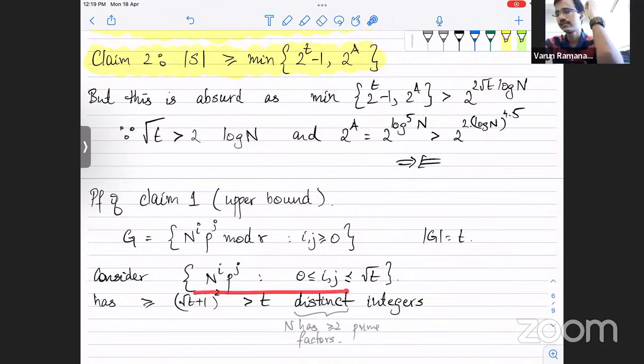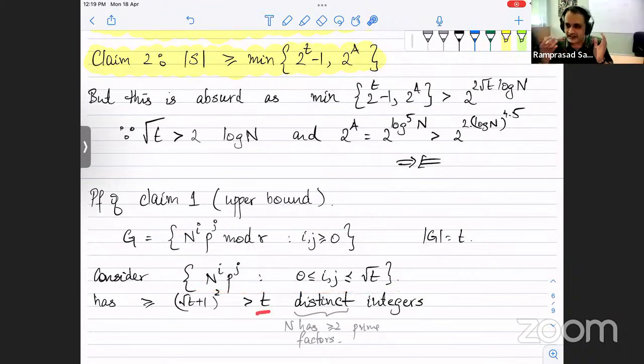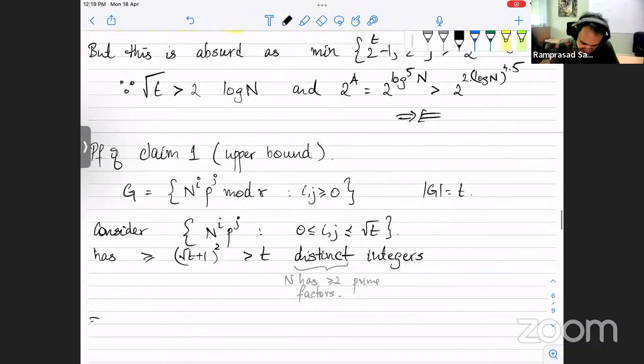Okay, so this is a bunch of greater than t many distinct integers, but apparently they're all, if I consider them modulo r, in some set of size equal to t. So this implies there exist some n power i1 p power j1, which is equal to n power i2 p power j2 mod r.